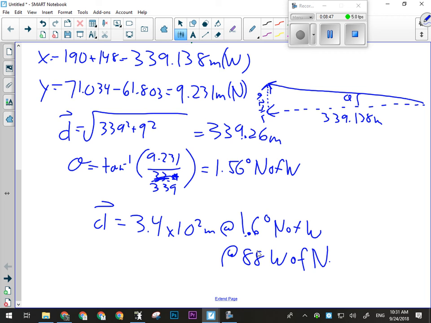I know one has a decimal, the other doesn't, but they both have two significant figures, right? That's the way we have to write them. But that would be our final answer there.